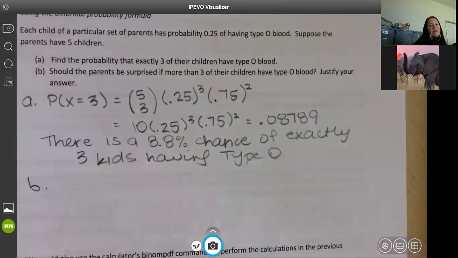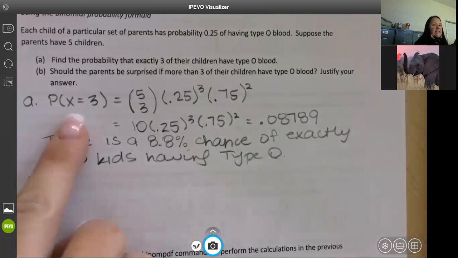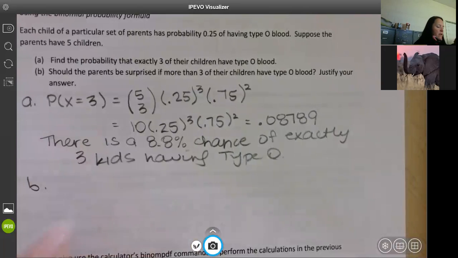Should the parents be surprised if more than 3 of their children have type O blood? Justify your answer. So what would that probability look like? This one is exactly 3. So what would this one look like? P equals what?